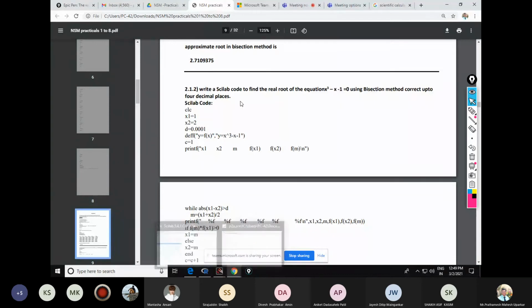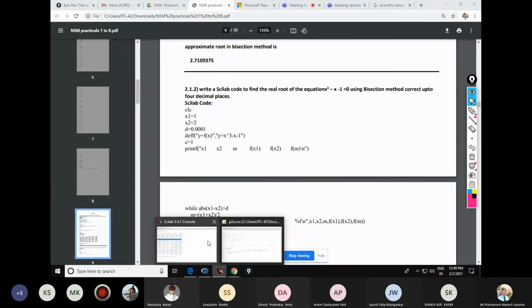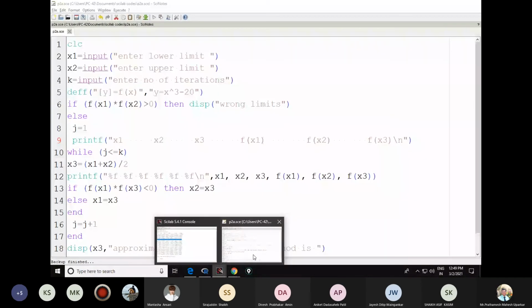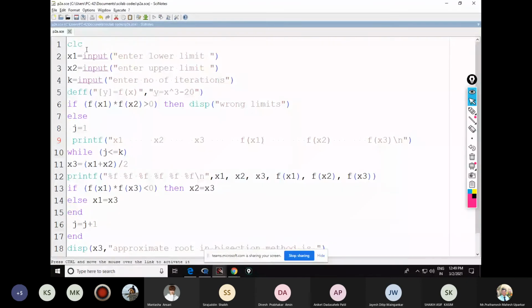And for this particular code, when the number of decimal places is given in the answer, how to write a code, let us see using Scilab. Okay, I am not taking the code. You are not expected to write the code for this particular thing. Only thing you should apply is the process over here.